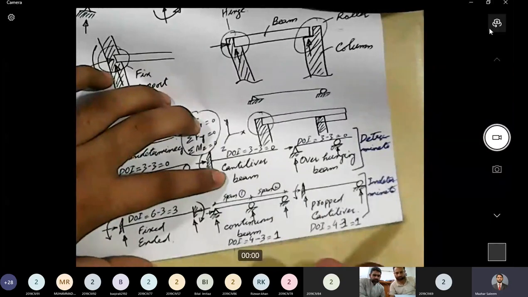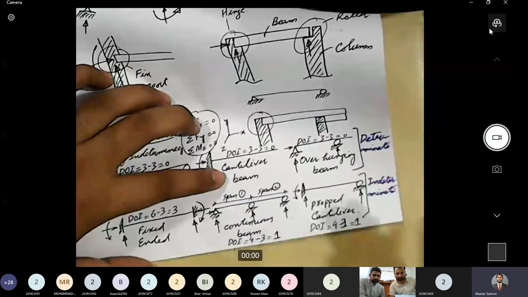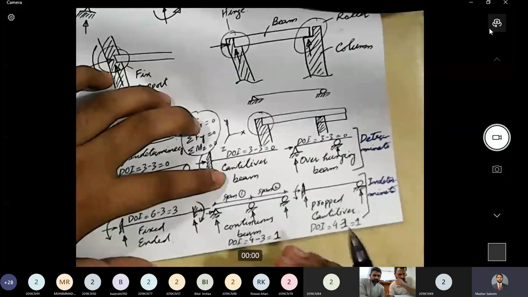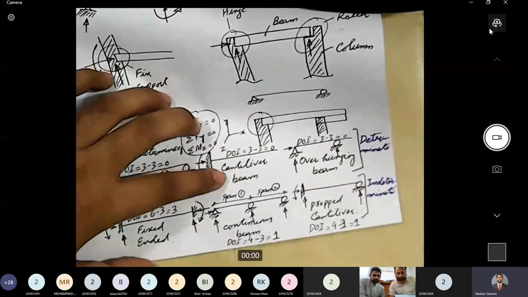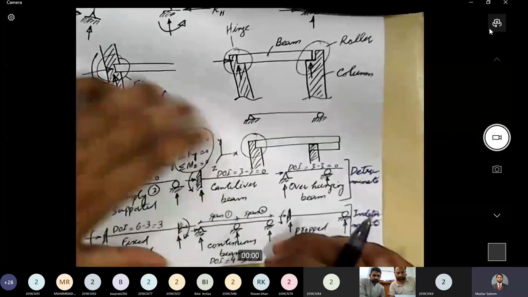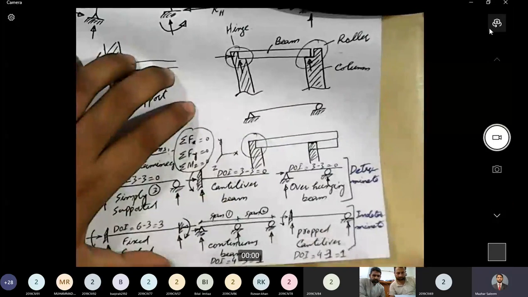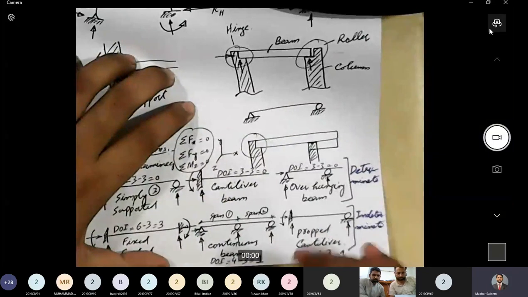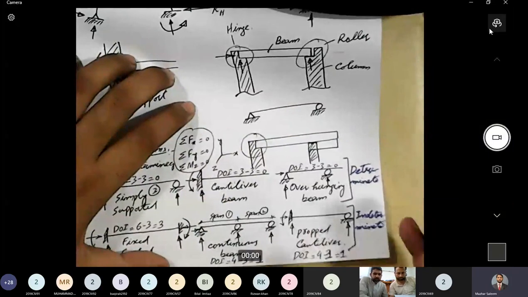Okay, sir, what about if the reactions are less than 3? Okay, we are going to talk about that. What if the reactions are less than 3? Now, when the reactions are less than 3, then there is no question of determinacy or indeterminacy. Then there is a question of stability or instability.